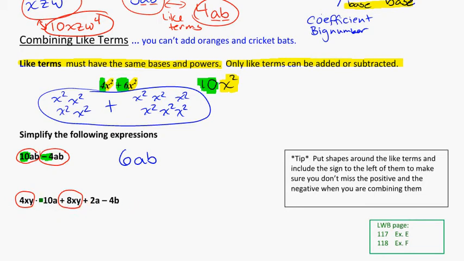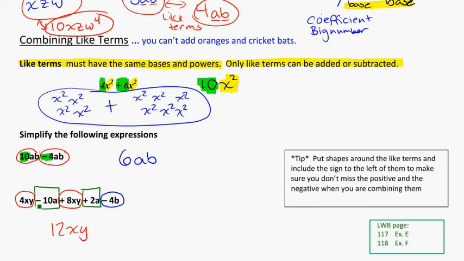Then I might come in with a different color, or draw a different shape, and look at the a. Okay, so I'm going to put a box around negative 10a. 2a, oh, that's another a, it's going to be a like term. And minus 4b, well, that's not an a, so I can't include it. And I'll notice then that minus 4b is just one all by itself. So I'm going to add together the like terms. I've got 4xy's plus 8 more xy's, so I'm going to get 12xy's.